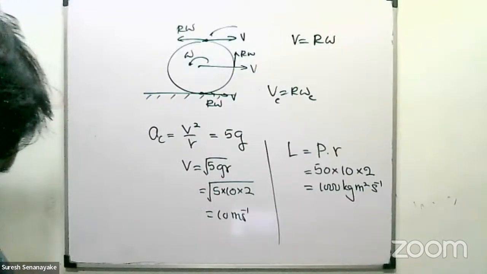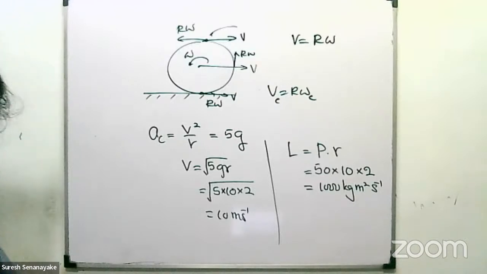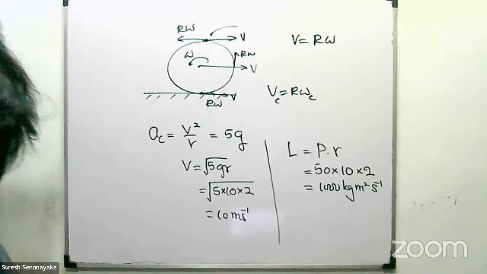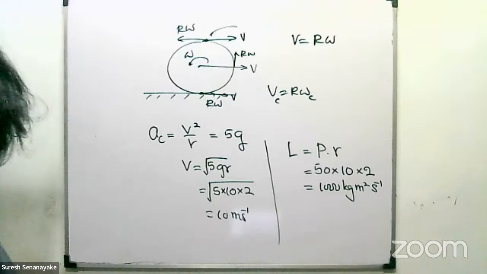A rope is used to lower a block of mass m vertically through a distance d at a constant downward acceleration of g over 4. What is the work done by the cord on the block?